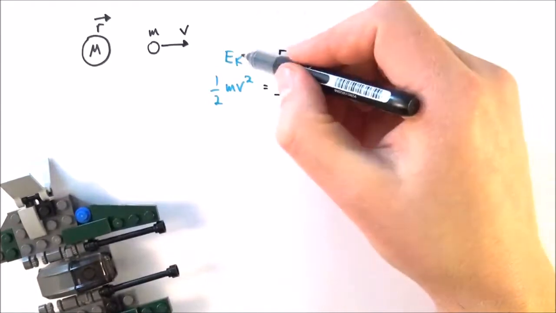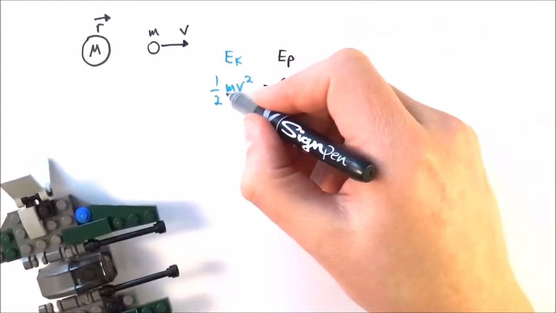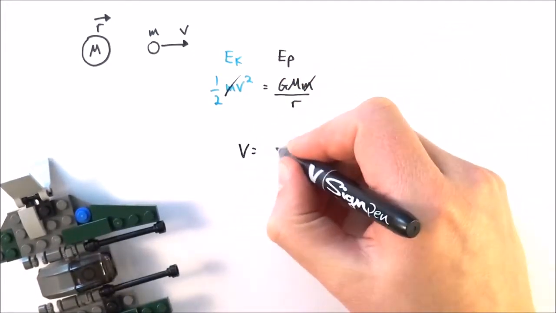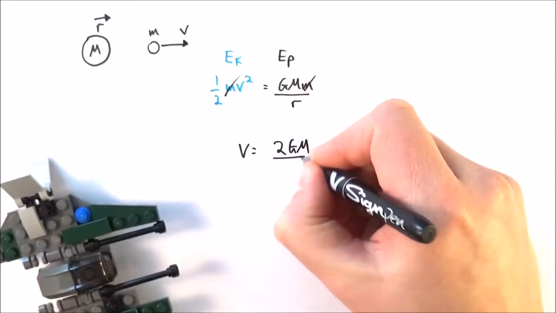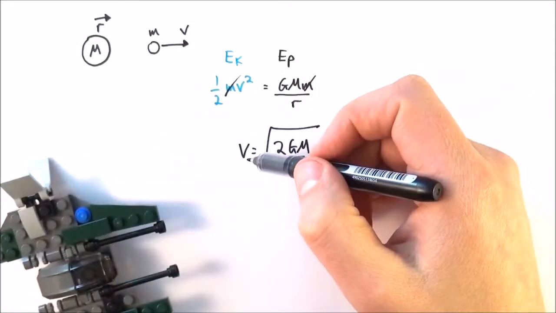What we can then do is, provided this kinetic energy can overcome that potential energy, we get rid of the m's here, and if we rearrange to make v the subject, we can say that v is equal to the square root of 2GM over r. And this is then the escape velocity.